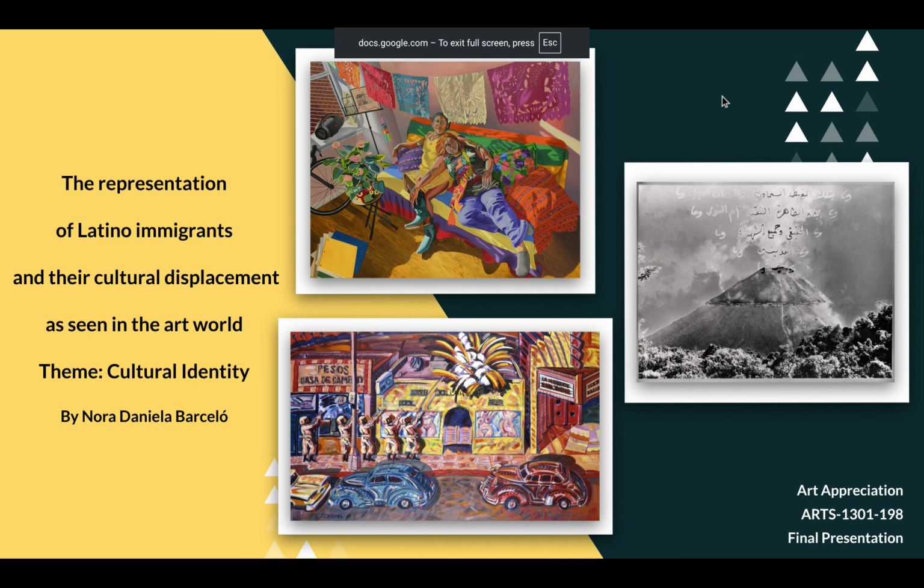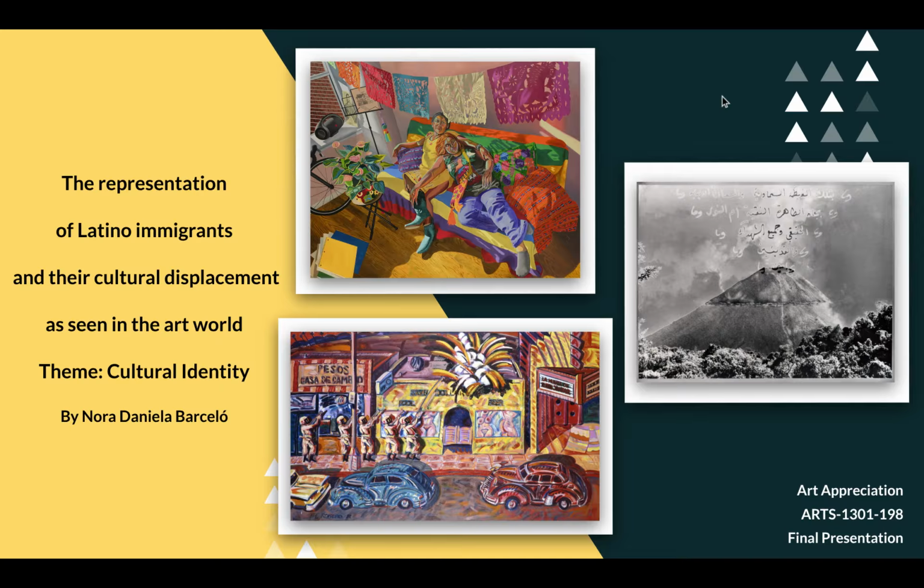Hi everyone, the title of my paper was A Representation of Latino Immigrants and Their Cultural Displacement as Seen in the Art World, and it falls under the theme of cultural identity. The three pieces I have selected to present today are, at the top of the screen, Pedacito de Sol, Vero y Marisa by Eliza Neisenbaum, completed in 2022.